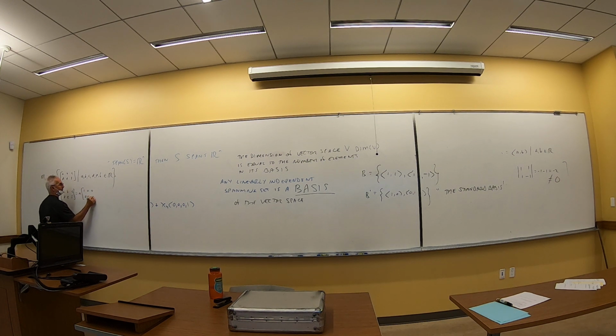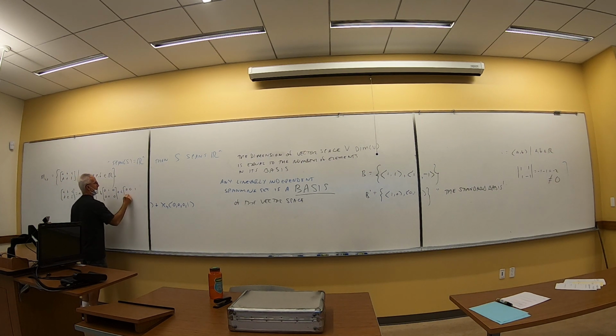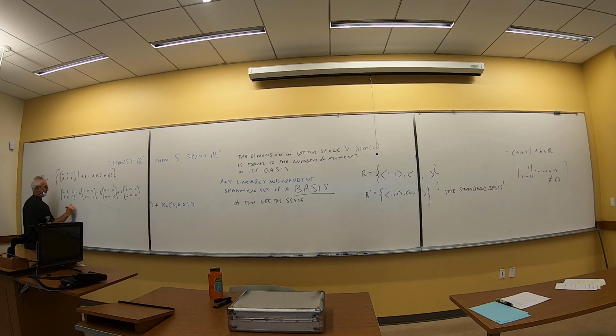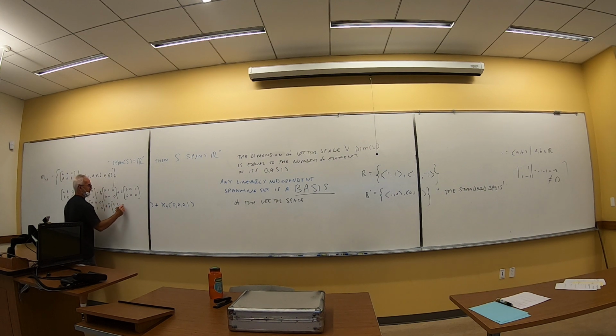It's going to take you a minute. Do you agree with that? Yeah. I just wrote a random matrix in M23 as a linear combination of these six matrices. And you notice about them, each of them has exactly one 1 and zeros everywhere else. So do you think we found the standard basis for M23? Yeah. It would be these six matrices right here.